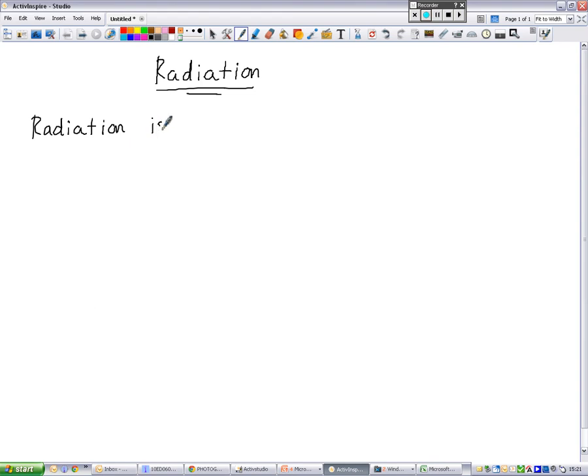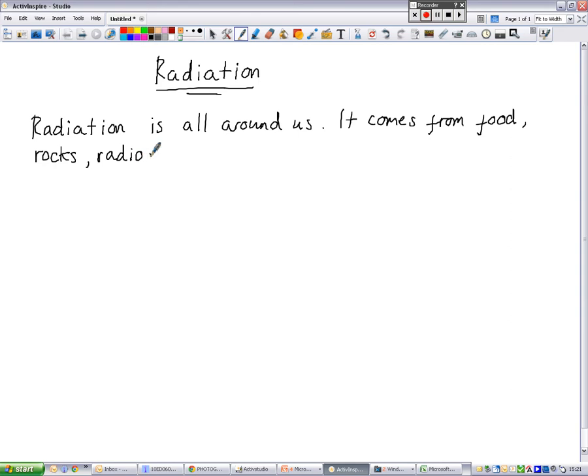So radiation is all around us. It comes from food, rocks, radioactive materials, X-rays, etc.